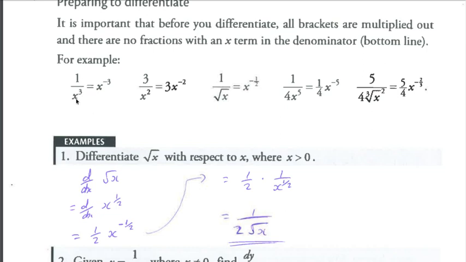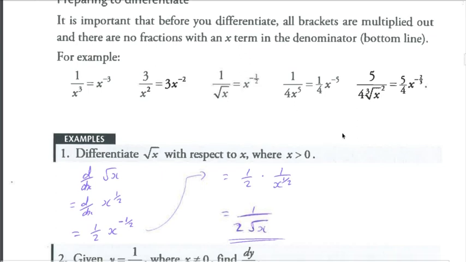So if we have 1 over x cubed, we must bring that up and make it x to the power negative 3. Or 3 over x squared would be 3x to the power negative 2. 1 over root x would be 1 over x to the half, which would be x to the negative 1/2. This is a good one. This catches people out. 1 over 4x to the 5 is only the x to the power 5 that we rewrite as x to the power negative 5. The 4 stays on the bottom of the fraction, so it'll be 1/4 x to the power negative 5.